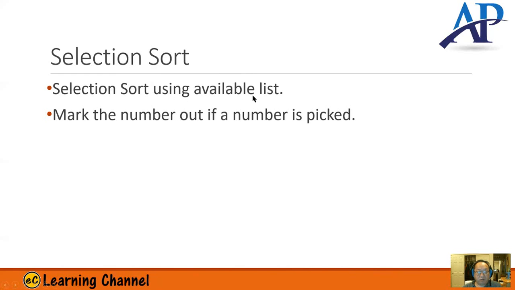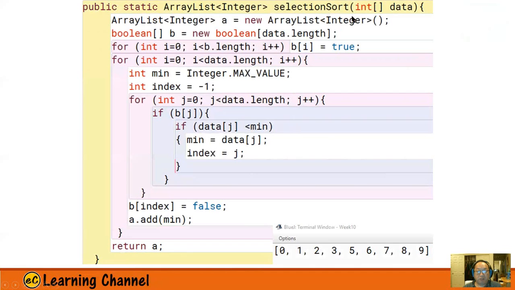Here is a selection sort. I'm trying to use the available list to do selection sort. So right here, I have an array, right? But here, I actually set up a list. Okay, this one is the list. So I make a B array. So there's a data array, there's a B array, there's an A list. And this B is called the available list.